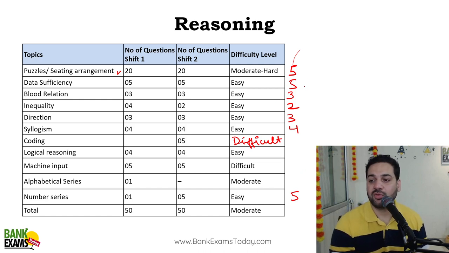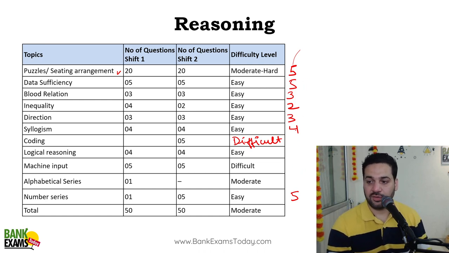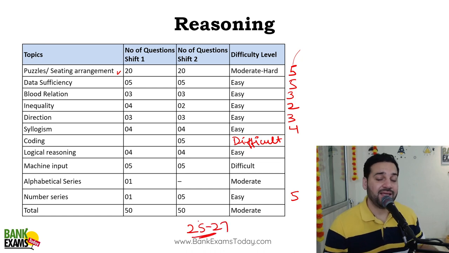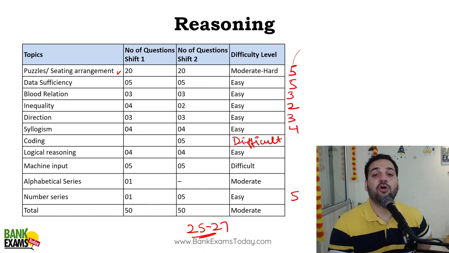How many marks can you score? Like 15 and 4, 19 and 6, 20, 5 plus 2, 27. Again, 25 to 27, that can be your score. Even if you are not doing 3 out of 4 puzzles, you can still score 25 to 27.